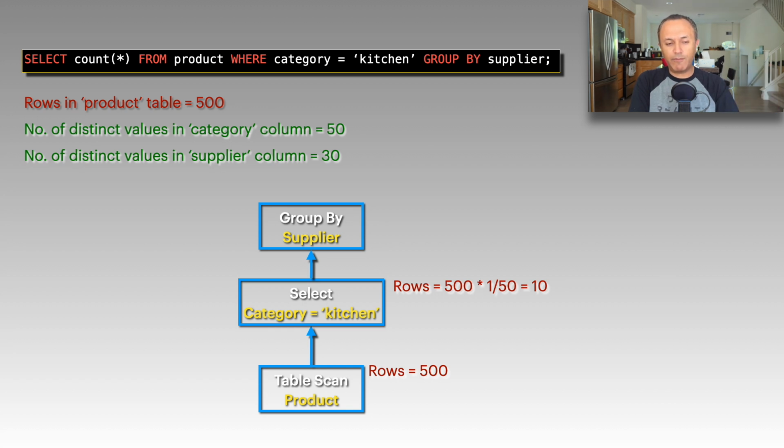And then on top of that, we have the grouping. We're grouping by supplier. There are 30 different supplier values, so we would say that we have 30 groups, right? But because the input cardinality here is 10, there is no way that we're going to get more than 10 groups. So the maximum that we can get would be 10 groups in this case. This is how you can estimate, and how different operations can interact with each other.